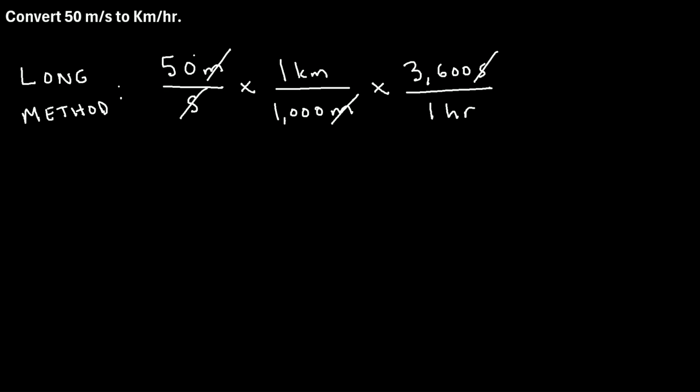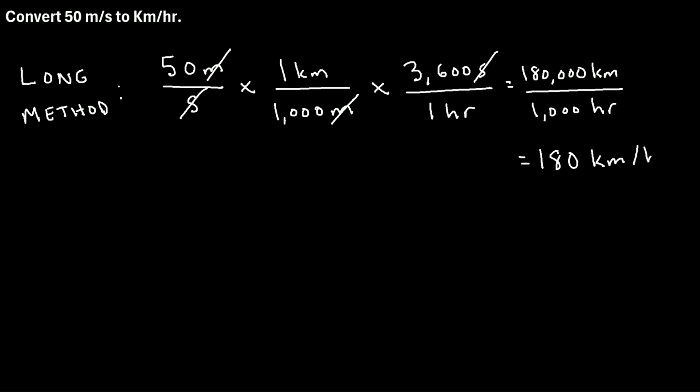To simplify, in the numerator we have 50 times 3,600. That turns out to be 180,000, and our units are going to be kilometers. Then we're dividing that by, in the denominator, just 1,000 right here, and that's in terms of hours. So we'll say 1,000 hours. And when you do 180,000 divided by 1,000, that turns out to be 180. Our units are kilometers per hour. So we'll write kilometers per hour. That's our answer. So that's the long way of doing it.